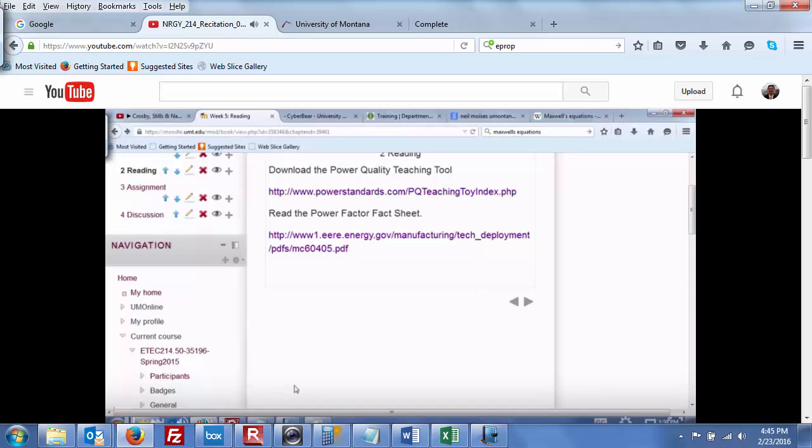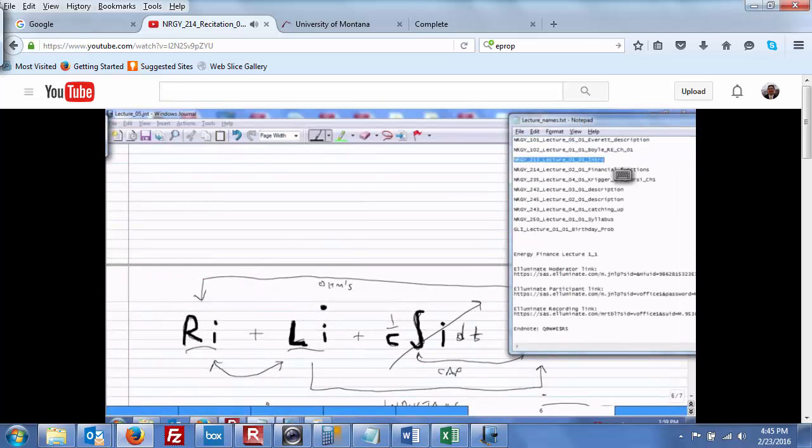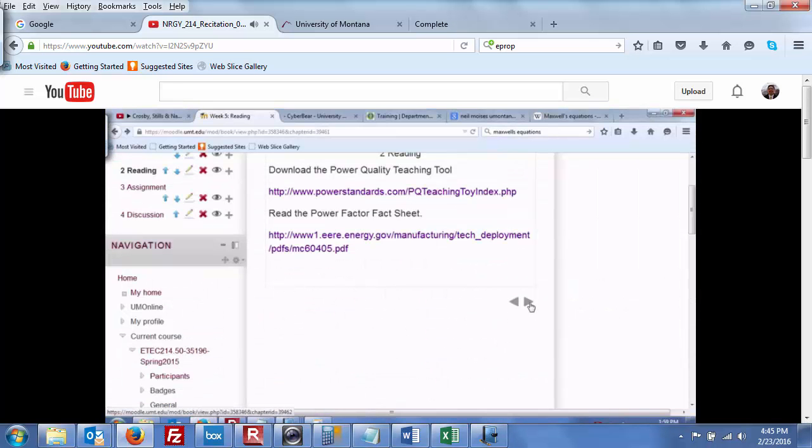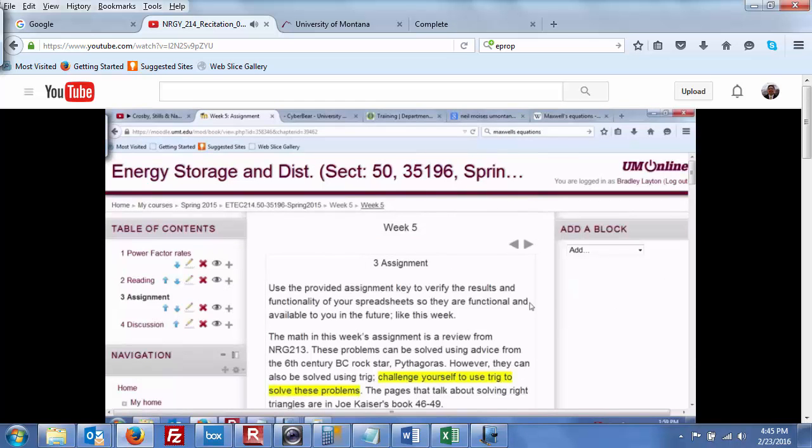Unfortunately, Tom Javins retired. He was one of our big Is this one that wasn't downloading? Yeah, I could. Powerstandards.com. We'll take a look at it here in a second.